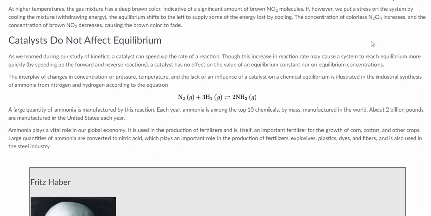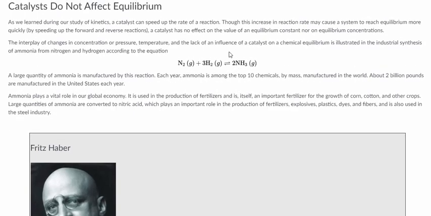If you have a catalyst, that will not affect the equilibrium. It doesn't affect the equilibrium because although catalysts will speed up the rate of a reaction by decreasing the activation energy, that works for both sides, both the forward reaction as well as the reverse. So a catalyst will speed up the time it takes for the equilibrium to be established, but won't actually affect the value of an equilibrium constant or the concentrations.